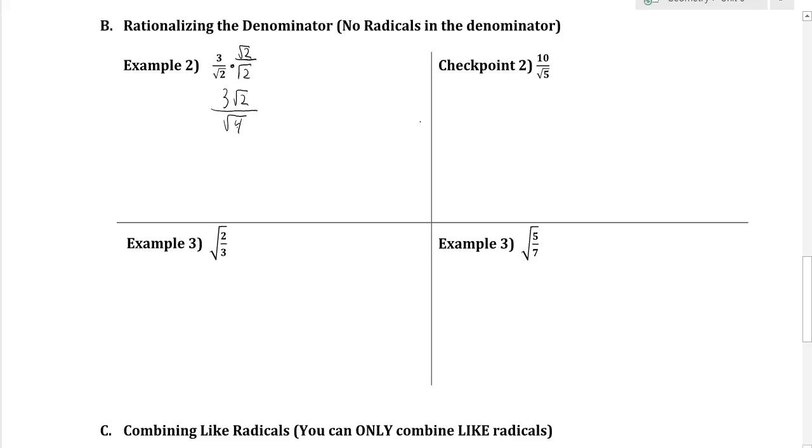3 root 2 over root 4. But the square root of 4 we know. This is why we did it. No square roots in the denominator.